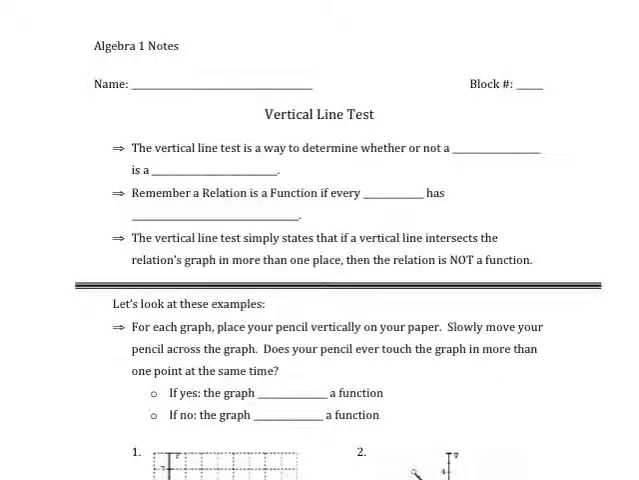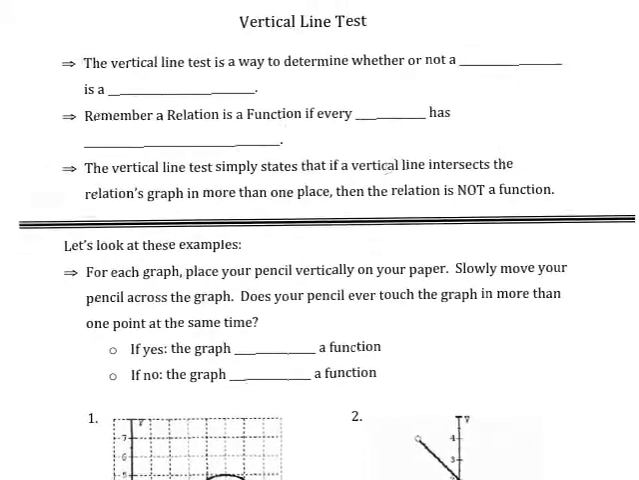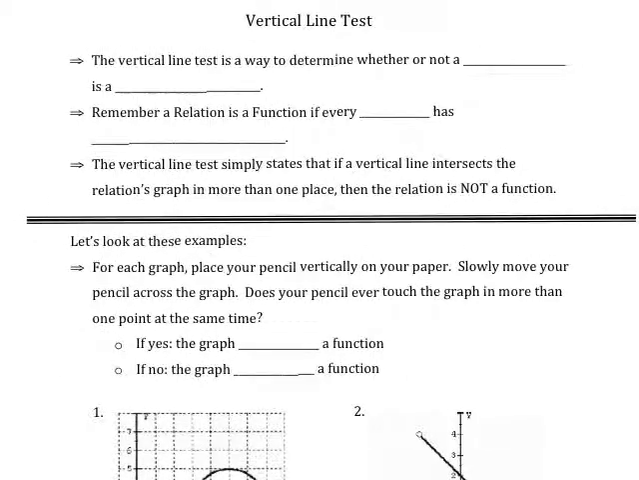Okay, so vertical line test. We know how to find out quickly and easily if any relation that's given to us in ordered pairs is a function or not. We know how to find if a table is a function or not, a mapping is a function or not, and simple graphs. We know how to find if those are a function or not. But what about continuous graphs?